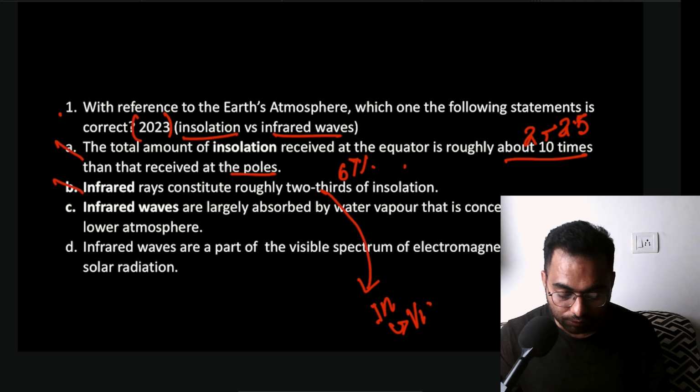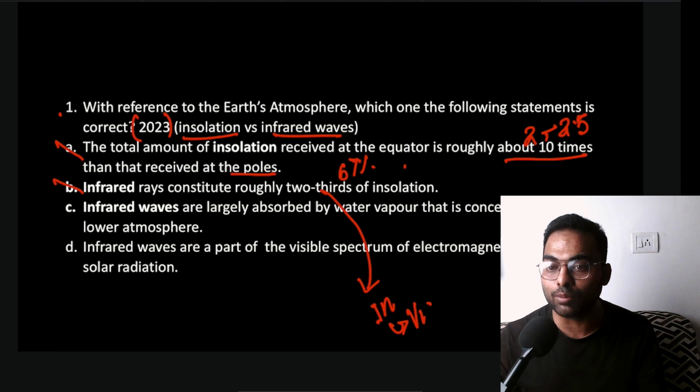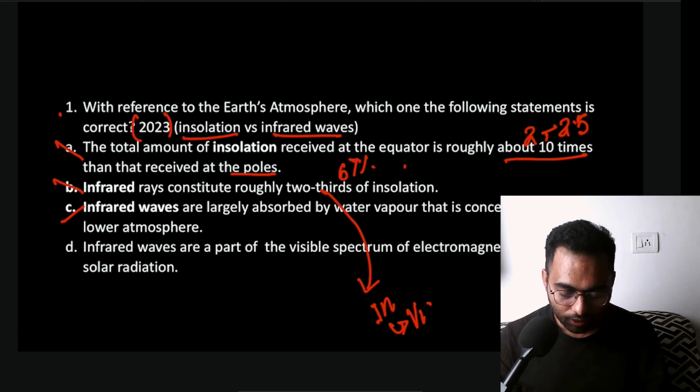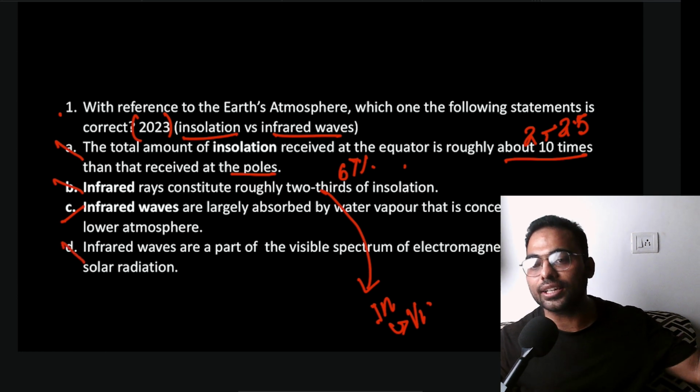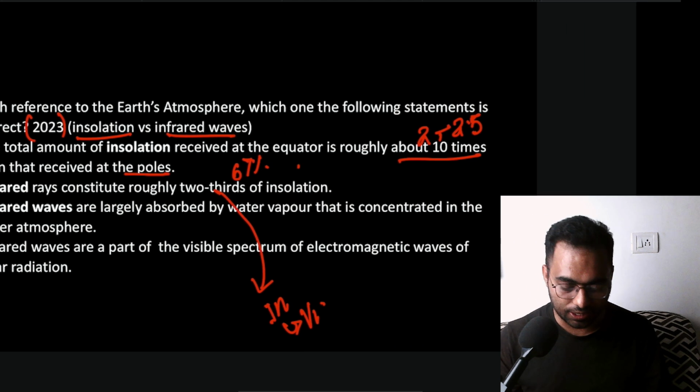Let's look at option C. Infrared rays are largely absorbed by water vapor that is concentrated in the lower atmosphere. Water vapor is a greenhouse gas, and infrared waves, being lower in energy, will be trapped. So this is correct. Let's look at option D as well. Infrared waves are part of the visible spectrum. No, we have seen, and that's the reason I stress learning the electromagnetic spectrum, that infrared waves are not part of it; they are a separate category of infrared rays. So option C is correct.